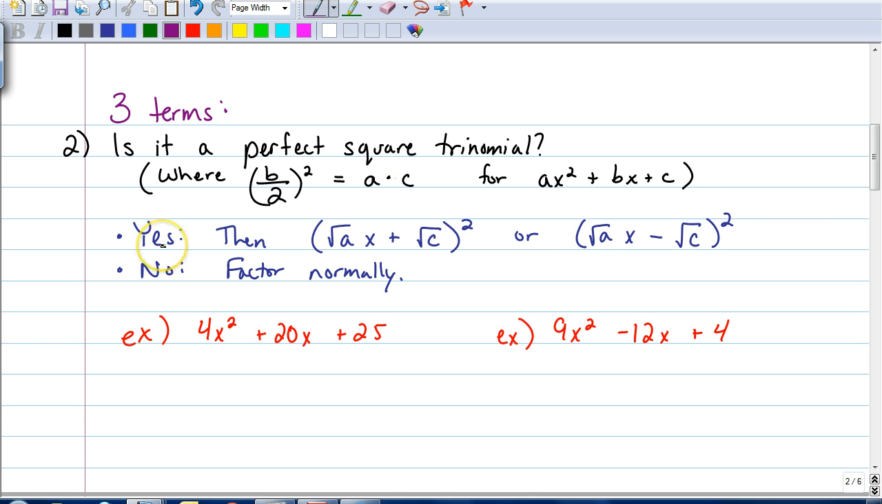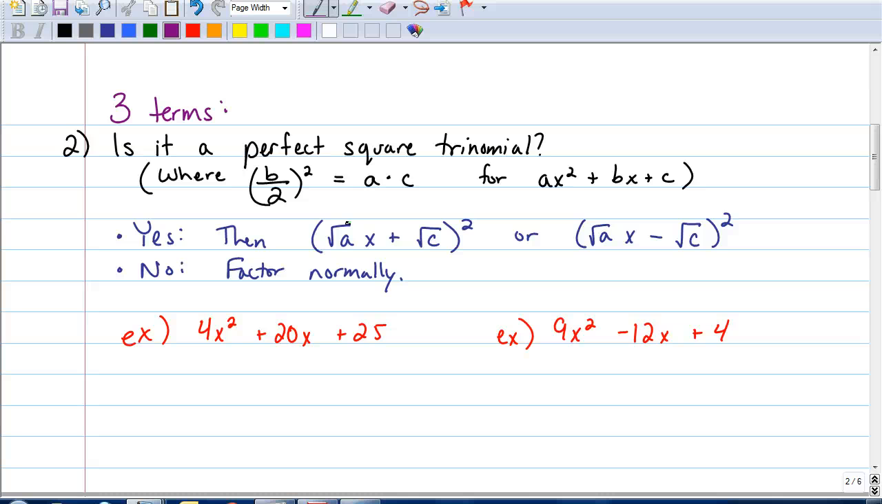Now, if my answer is yes, this looks more complicated than it needs to be, but your answer would be in one of these 2 forms. But if your answer is no, then you want to look to see, well, can it factor normally? And we use the X box method in that situation. Let's look at these examples here.